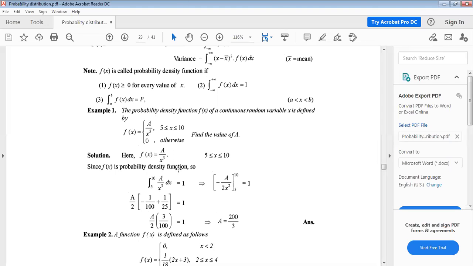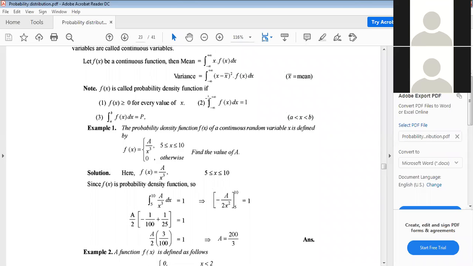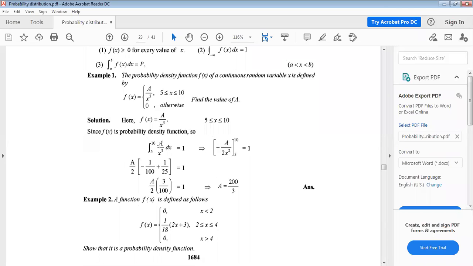Since f of x is a probability density function, we have to integrate from a to b of f of x dx, which equals 1. This is the property of the probability density function: total probability will be 1. So we can write the integral from 5 to 10 of f of x dx equals 1. Now taking the integration of x cube, this can be written as x to the power minus 3. The integration of x to the power minus 3 will be x to the power minus 3 plus 1 divided by minus 3 plus 1. By the x to the power n formula, we get minus a divided by 2 x squared. Then we take the limit within the bracket, upper limit 10, lower limit 5, a definite integral. This equals 1.